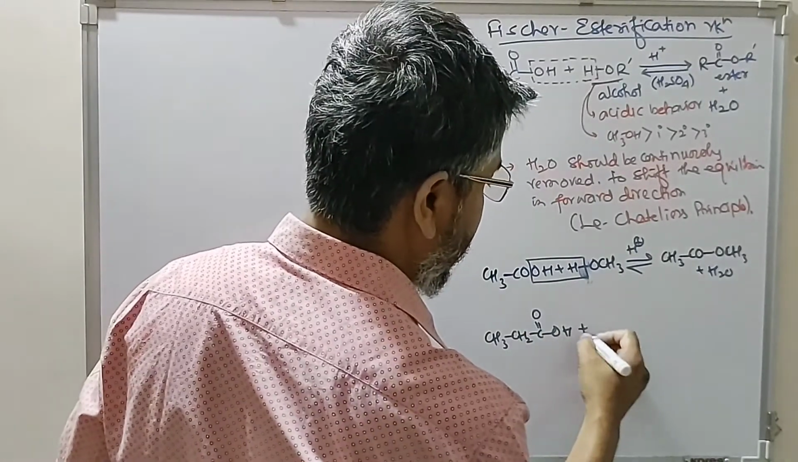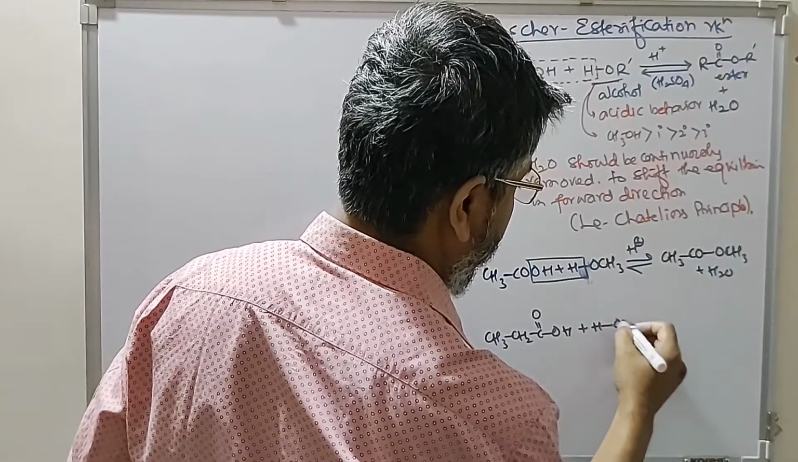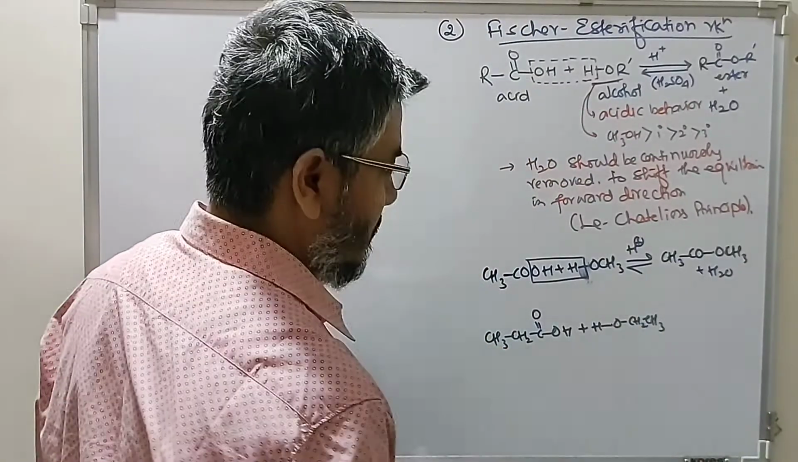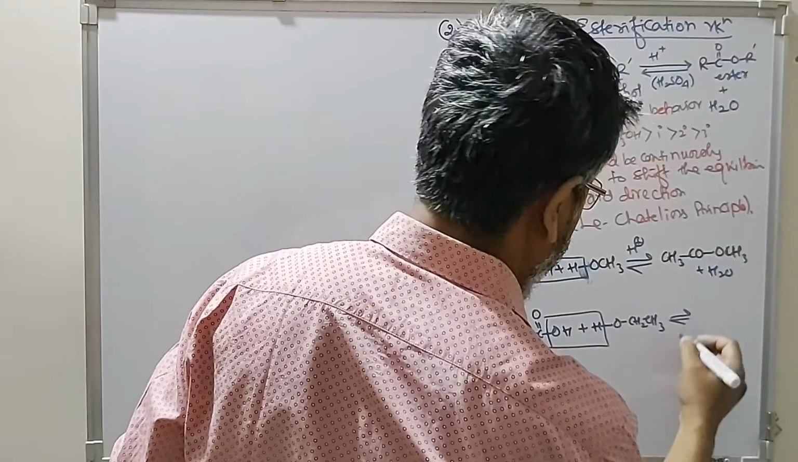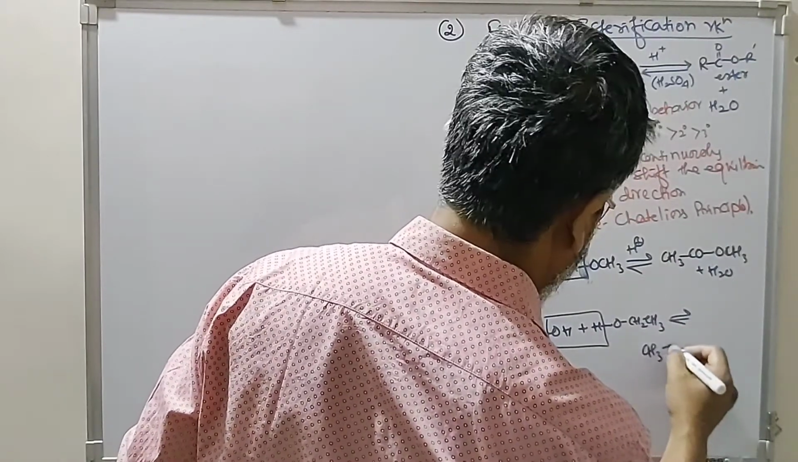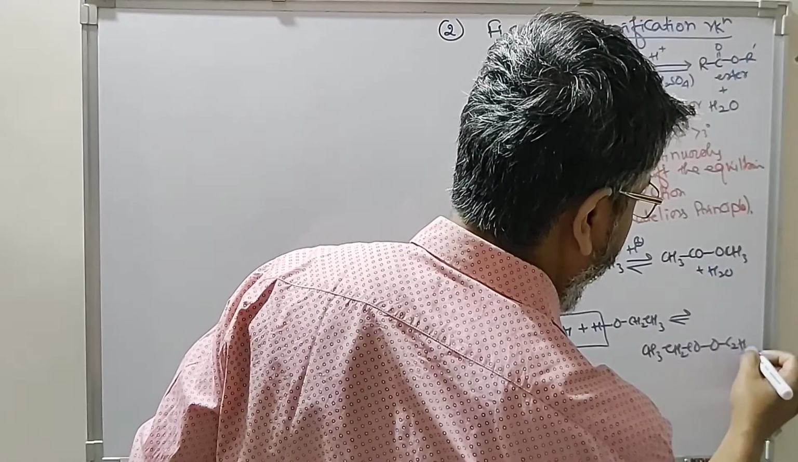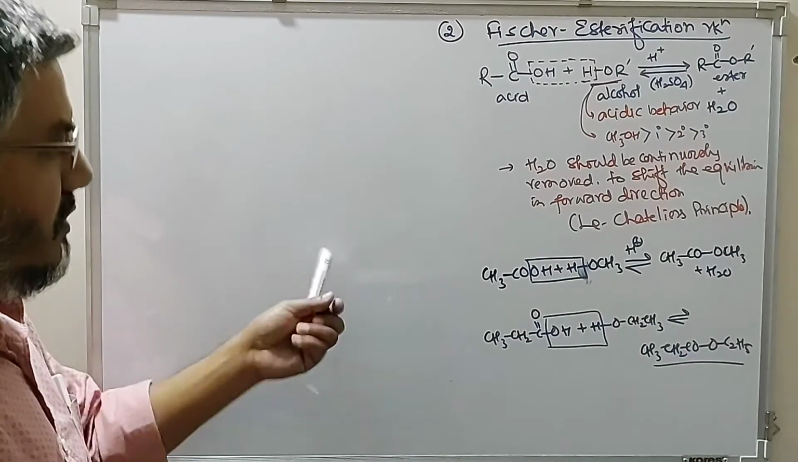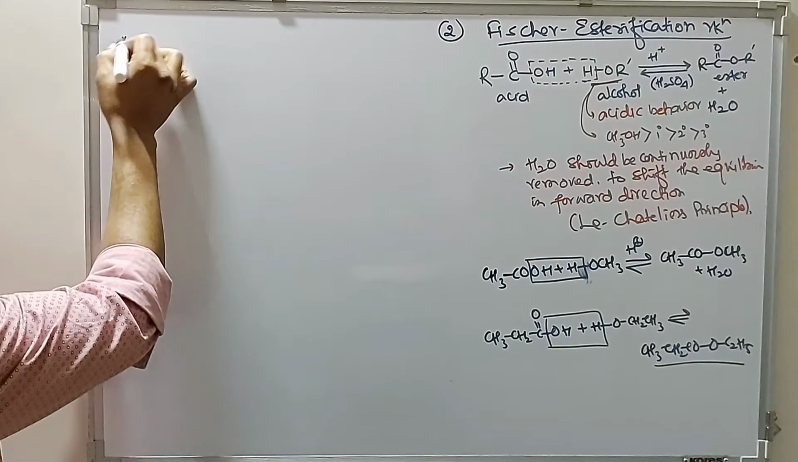So we have this reacts with ethanol. Again look at this, the water molecule is removed here, so the main product is CH3CH2COOC2H5. So we have these types of esters. So look at this reaction very carefully.